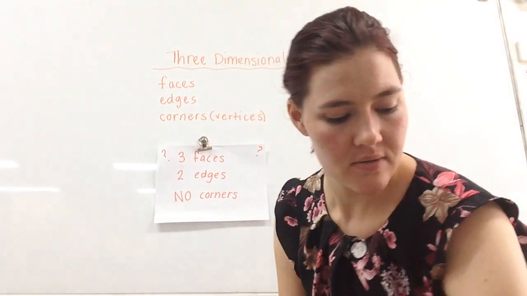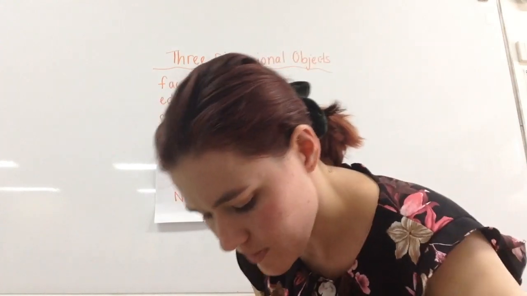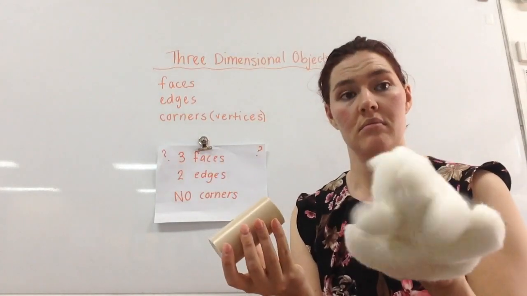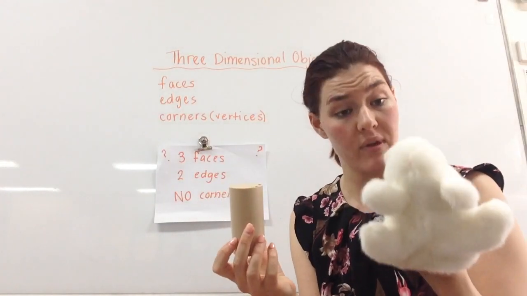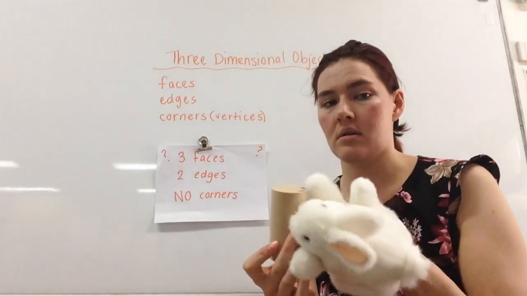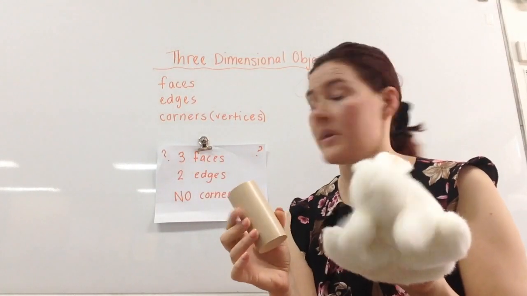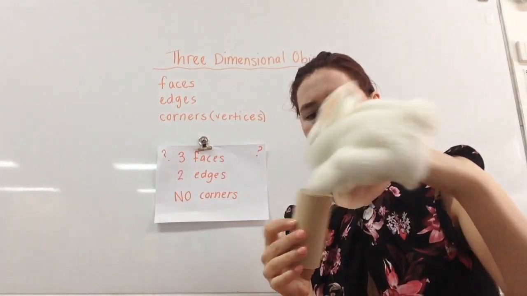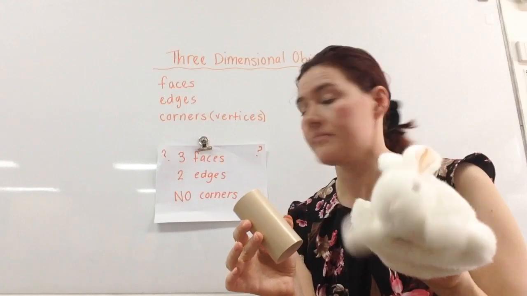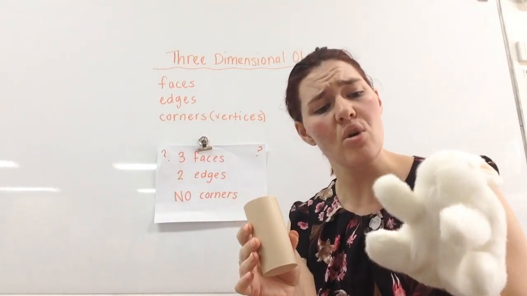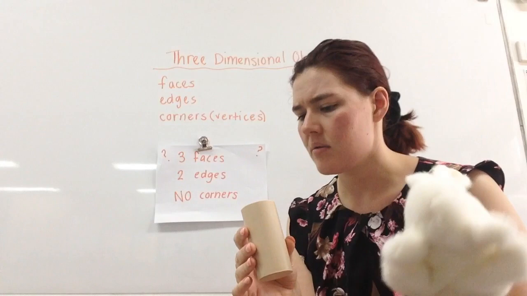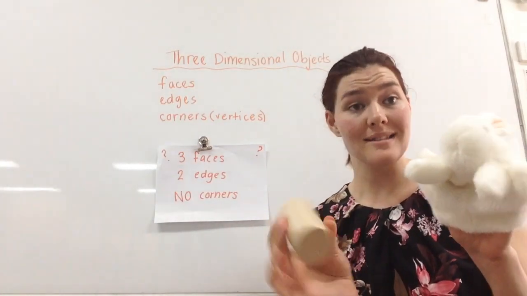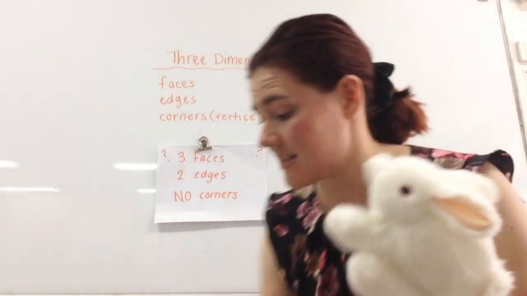Oh, I think he knows. Oh, he's on the lookout. You think this is it, Bunny? Let's check. 3 faces. Yep, it's got 3 faces. What about 2 edges, Bunny? That's right, it's got 2 edges. Has it got any corners on it, Bunny? I think you might be right. Well done, Bunny. You were describing a cylinder. Good job. You nailed it.